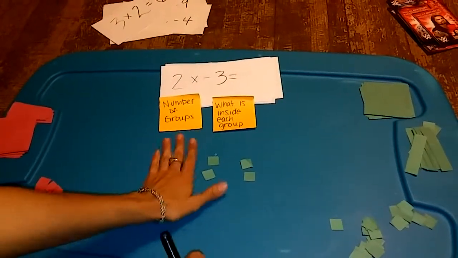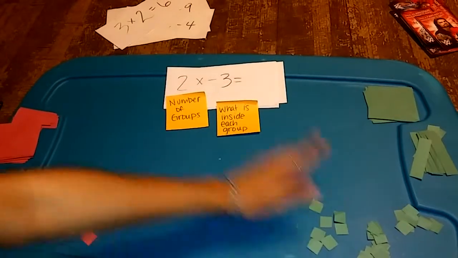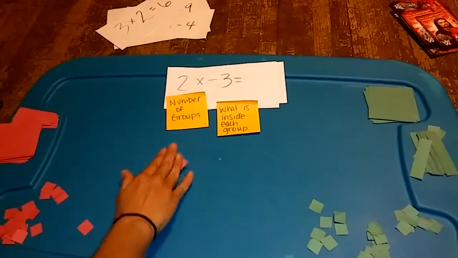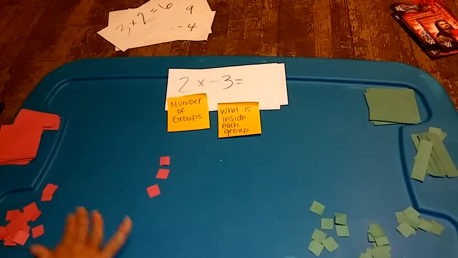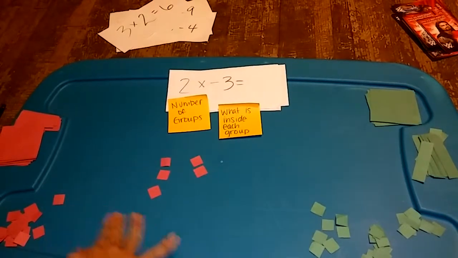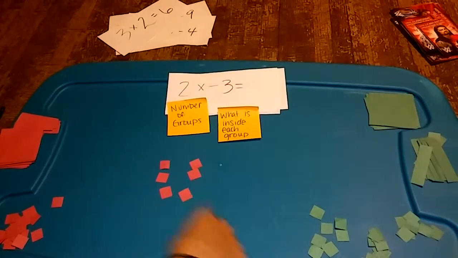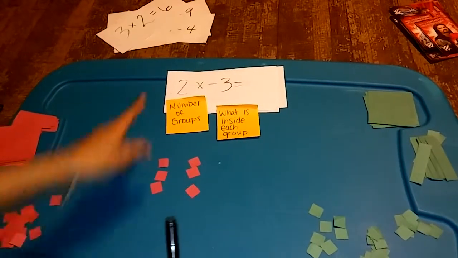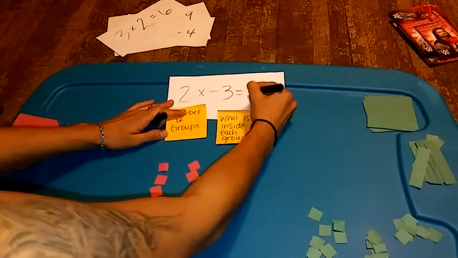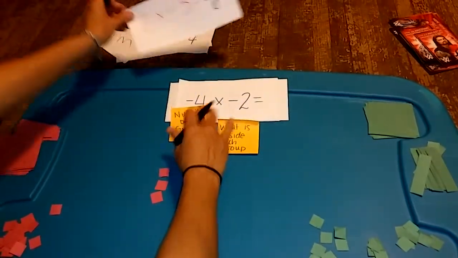Let's do it again. Now this time I have 2 groups of -3. So now my groups are -3, and I have 2 of them. Let's tally things up. 1, 2, 3, 4, 5, 6. So my 2 groups of -3 represent -6.